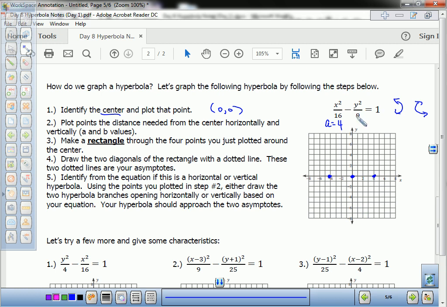Now I'm going to switch colors. So vertically from the center, I'm going to move 3 units. This point is not part of the graph. What this point does is it helps me to create a box.